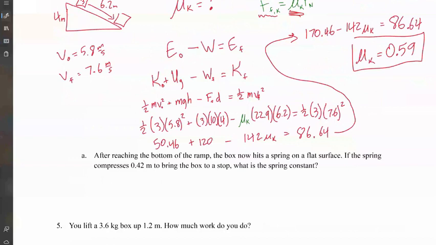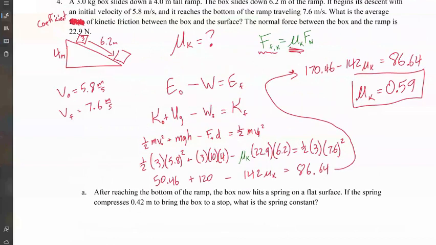Okay, oh, there's another part here. After reaching the bottom, it now hits a spring on a flat surface. The spring compresses 0.42 meters to bring the box to a stop. What's the spring constant? Okay, well, in this case, we should just look at how much energy it has at the bottom of the ramp? And that's all its kinetic energy of that final. If we're done with the ramp, there's no more friction from that ramp, so we're on that flat surface.